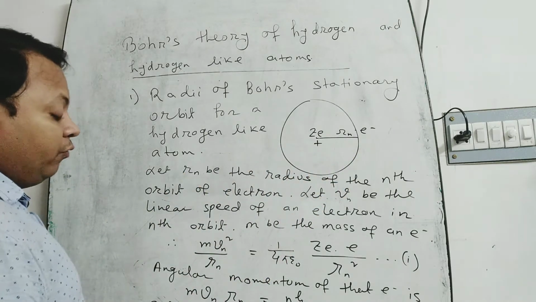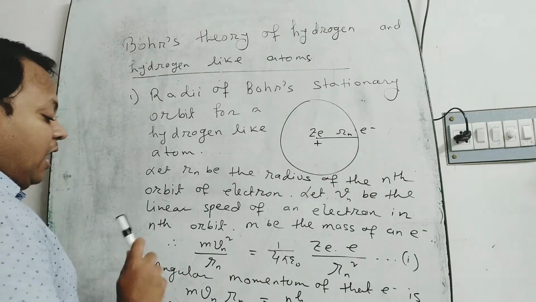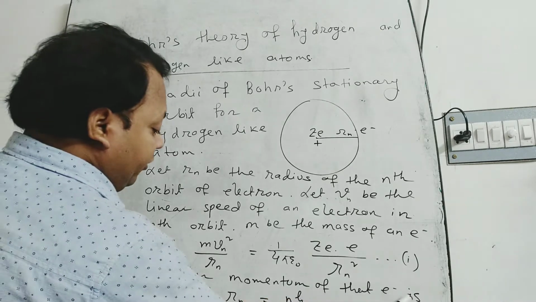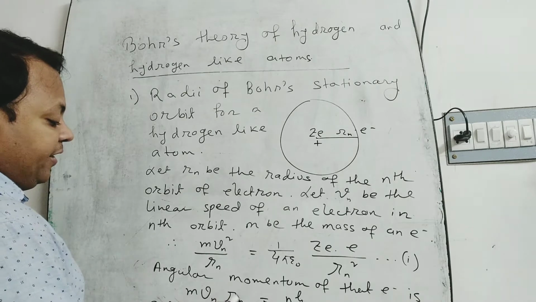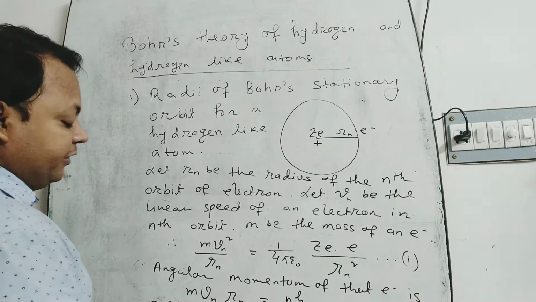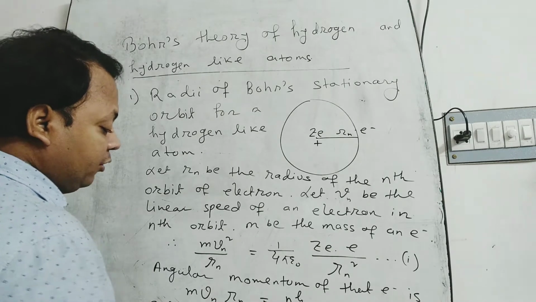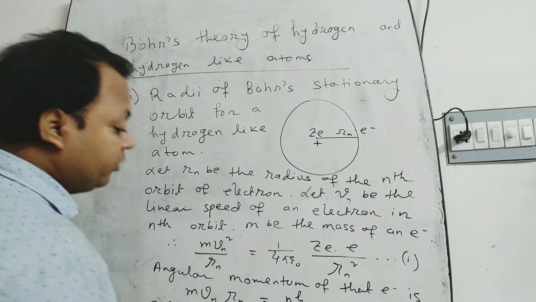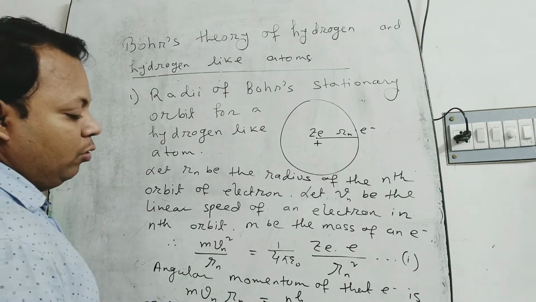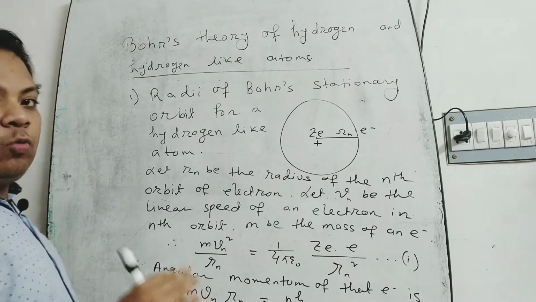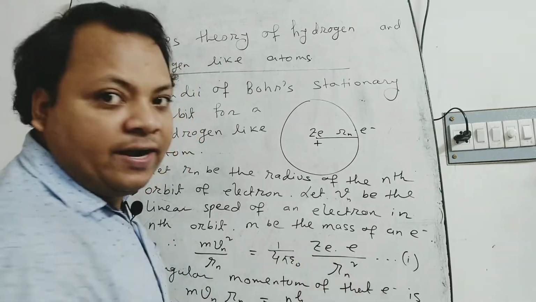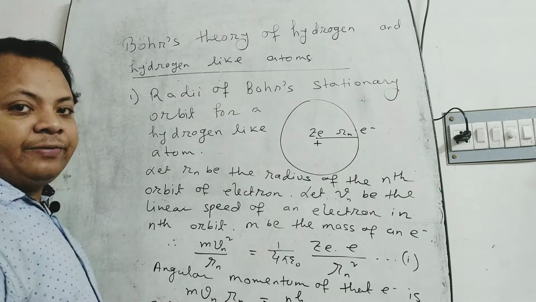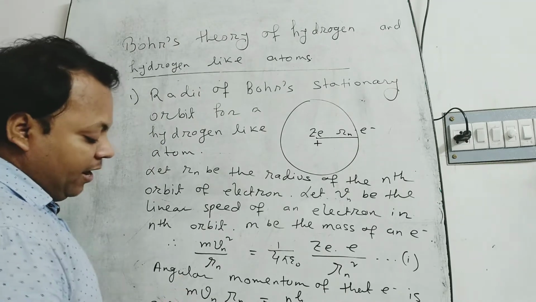And we know from Bohr's theory that the angular momentum of an electron in the nth orbit is m v_n into r_n is equal to nh by 2 pi, where n denotes the principal quantum number. Here n is equal to 1, 2, 3, etc. Now solving equation 1 and 2, we get the value of r_n.